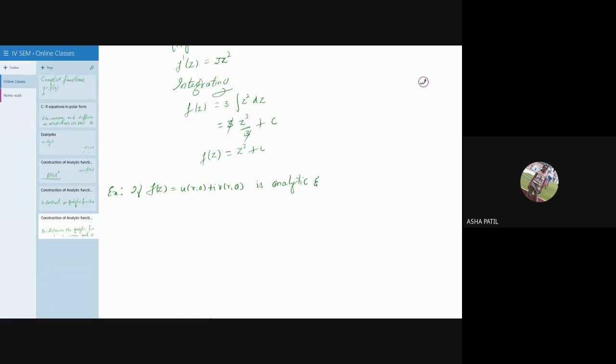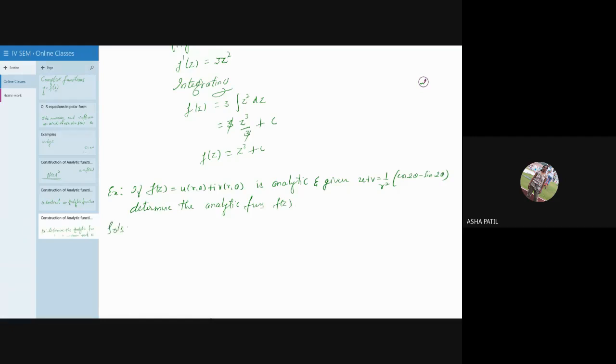And given u plus v is equal to 1 by r square cos 2 theta minus sin 2 theta. Determine the analytic function f of z.